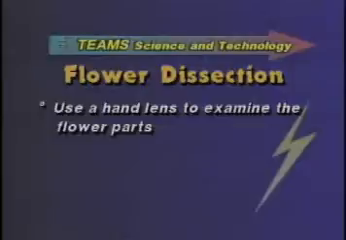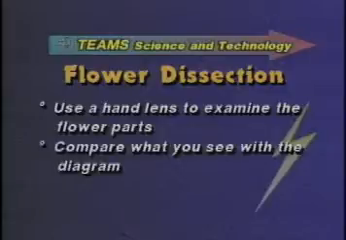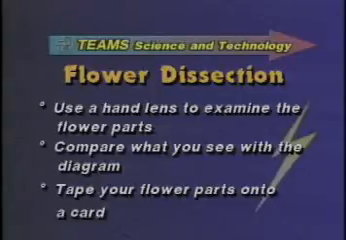Let's review the directions. The first thing that you're going to do when you dissect these flowers is you're going to use a hand lens to examine the flower parts. Next, compare what you see with the diagram from the program guide. Last of all, tape these parts down onto a card and label them. Dissect your flowers. It's your time.